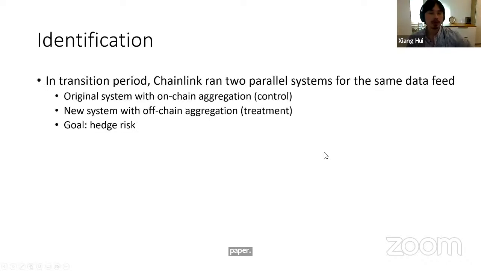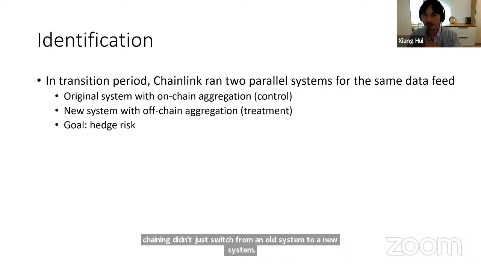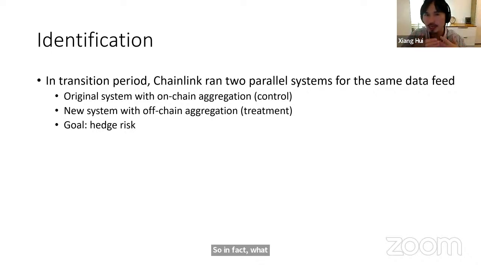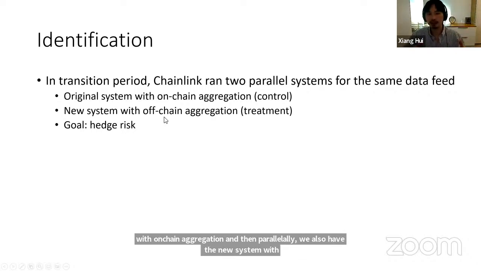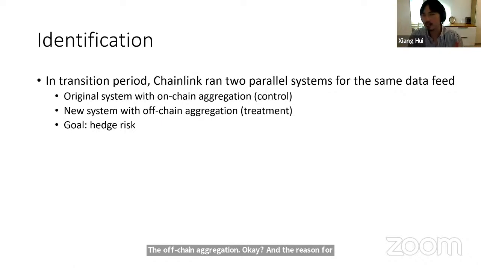Okay. So now let me talk about the identification of the paper, which I think is quite neat. And the neat feature comes from the fact that Chainlink didn't just switch from an old system to a new system. So in fact, what Chainlink did was that there was a transition period where Chainlink ran 2 parallel systems for the same data feed at the same time. And we have the control system, which is the original system with on-chain aggregation. And then in parallel, we also have the new system with the off-chain aggregation. Okay? And the reason for Chainlink to run 2 parallel systems is to essentially hedge risk, right?